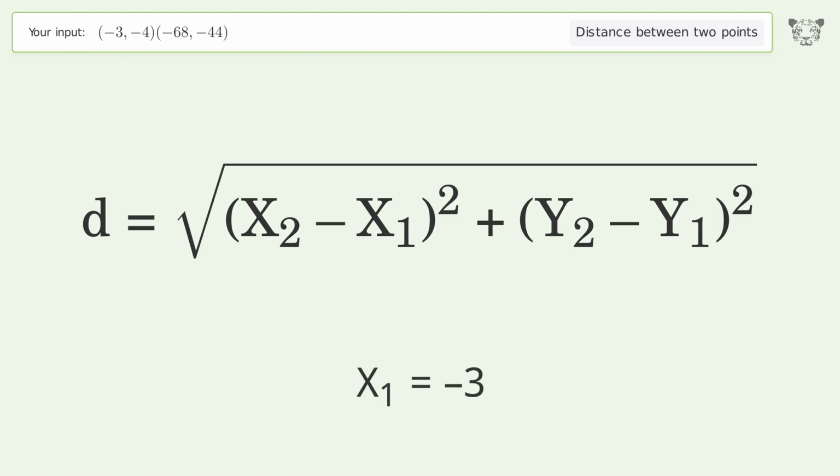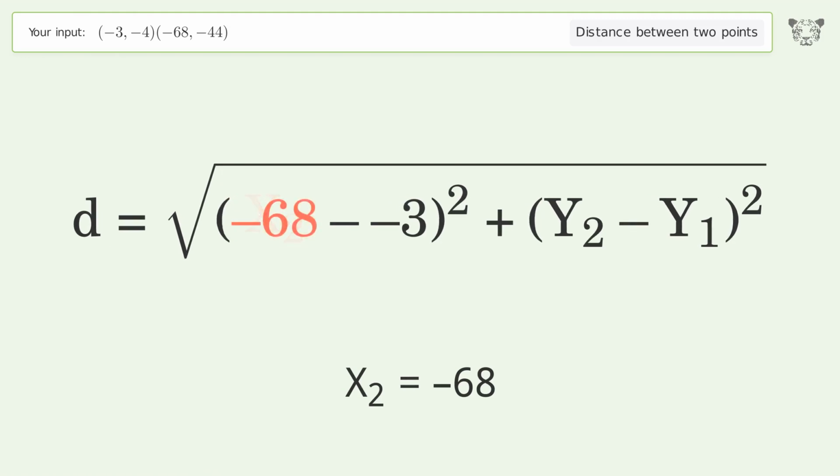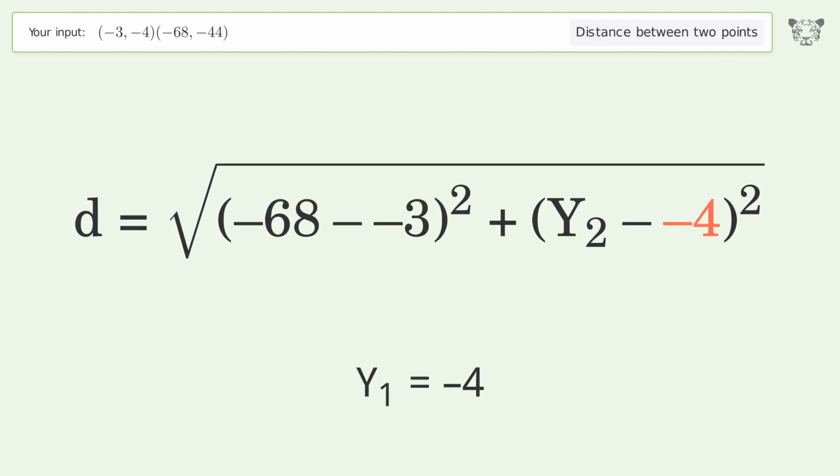x1 equals -3. x2 equals -68. y1 equals -4. y2 equals -44.